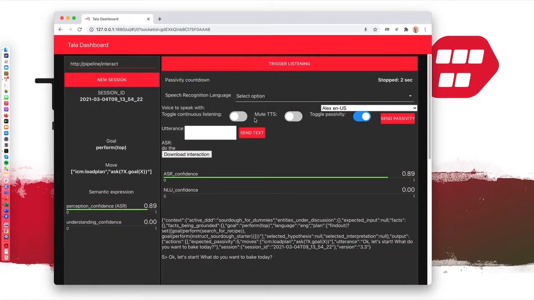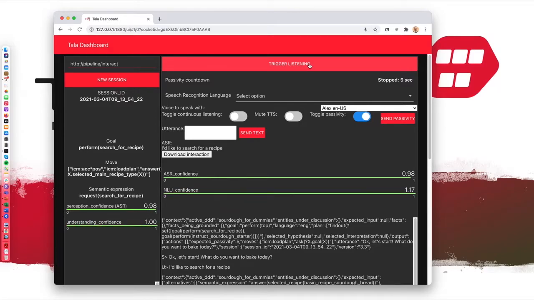Okay, let's start. What do you want to bake today? I'd like to search for a recipe. What type of recipe are you looking for? Normal bread, sweet bread, or rolled in doughs? Normal bread. What type of grain are you looking for? Wheat, rye, or mixed? Mixed. What recipe would you like? Sourdough starter or standard sourdough bread? The basic sourdough bread. Do you want to receive instructions on how to prepare standard sourdough bread?